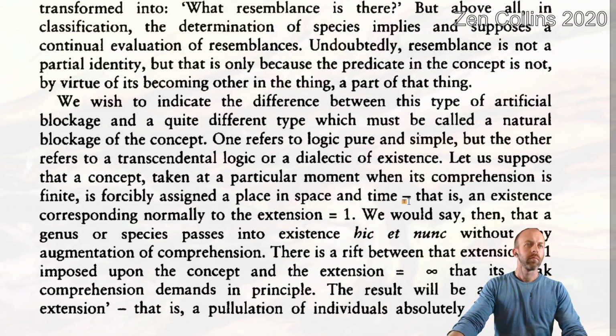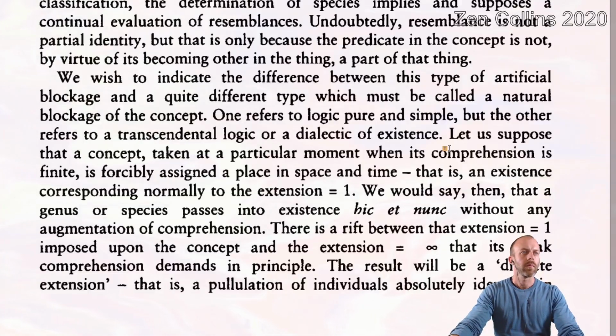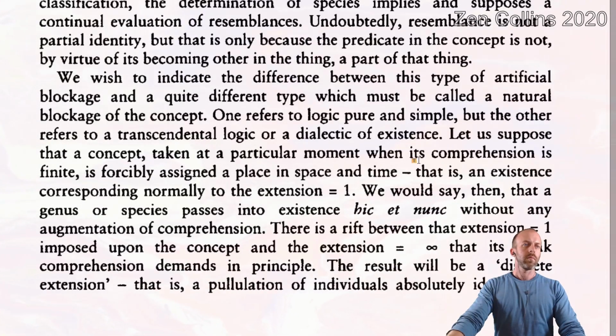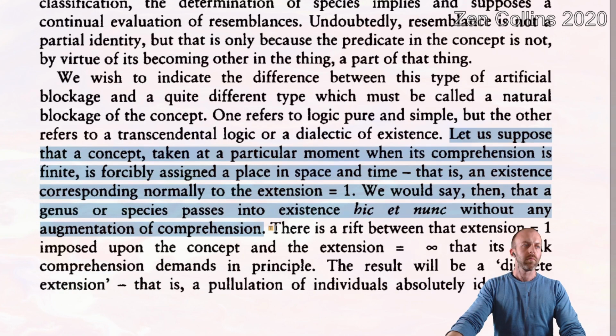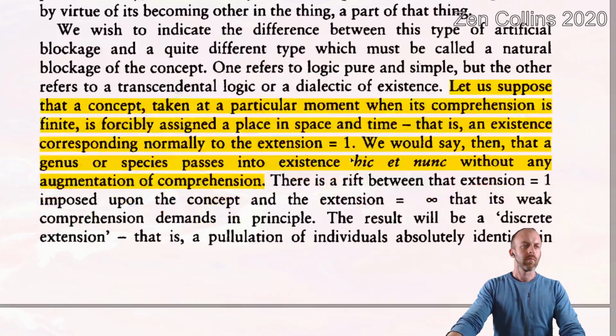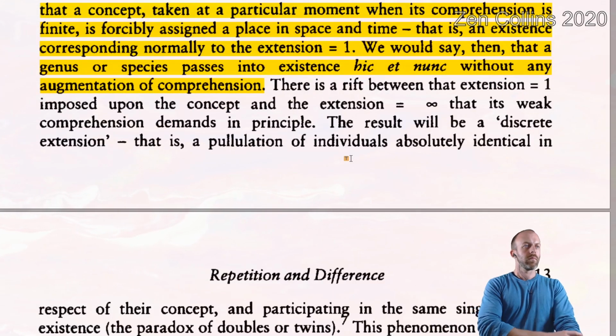Let us suppose that a concept, taken at a particular moment when its comprehension is finite, is forcibly assigned a place in space and time, that is, an existence corresponding normally to the extension equals 1. We would say, then, that a genus or species passes into existence hic et nunc without any augmentation of comprehension. There is a rift between that extension equals 1, imposed upon the concept, and the extension equals ∞ that its weak comprehension demands in principle.